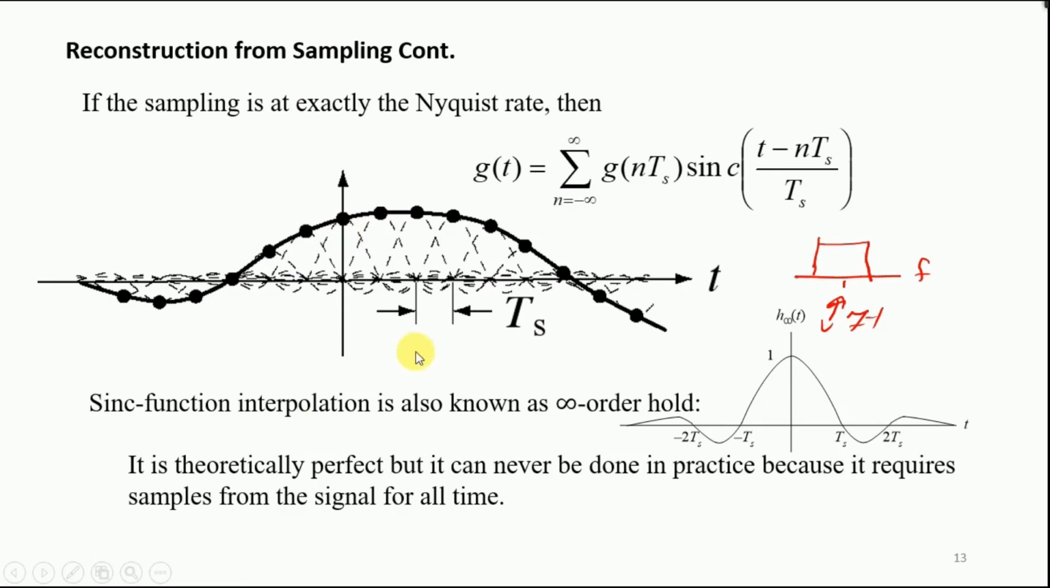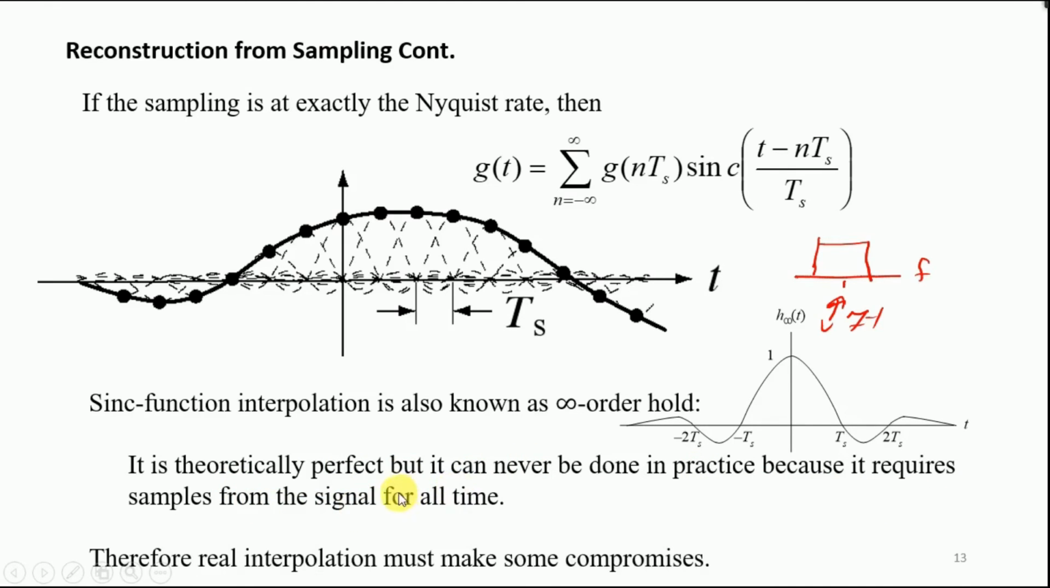So as mentioned, it is theoretically perfect, but it can never be done in practice because it requires samples from the signal for all time. Therefore, real interpolation must make some compromises. Just as a quick note, interpolation is that if you have these two dots, how are you going to connect these two dots? Whether it would be this shape or this shape.